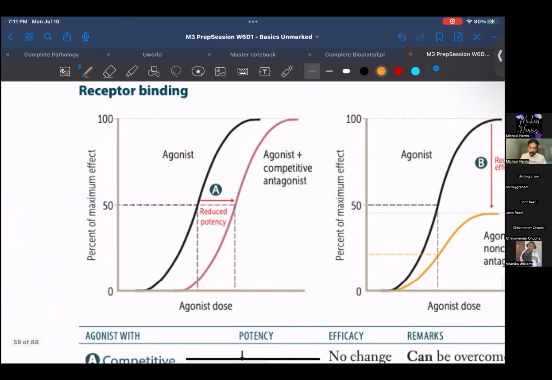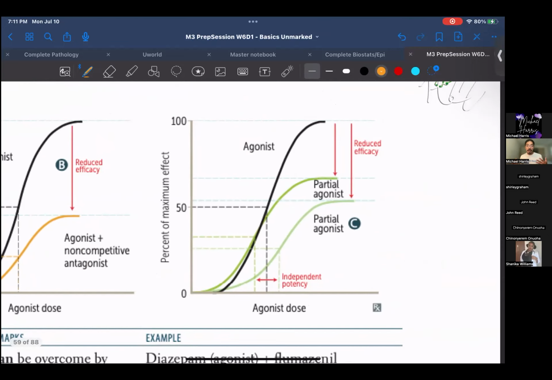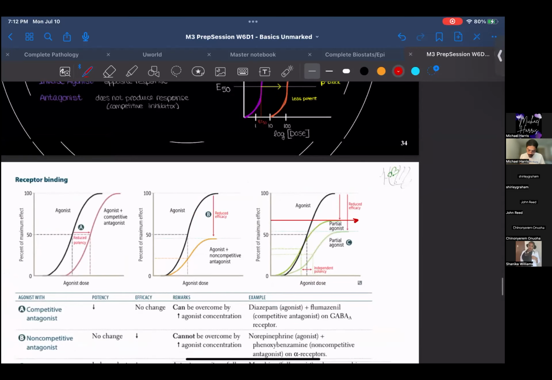Now, we've already talked about how competitive antagonists work. This here is just showing you how with partial agonists, you reach a roof. And the roof is known as this thing here, where no matter how much partial agonist you give, you will never, ever reach the strength of a full agonist. No matter how much of a partial agonist you give. Okay? Good.